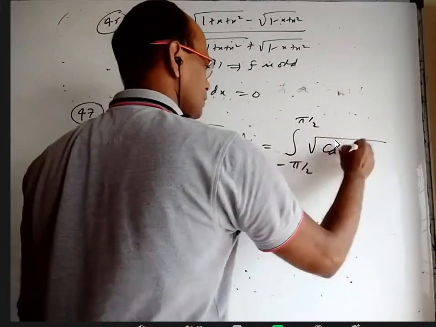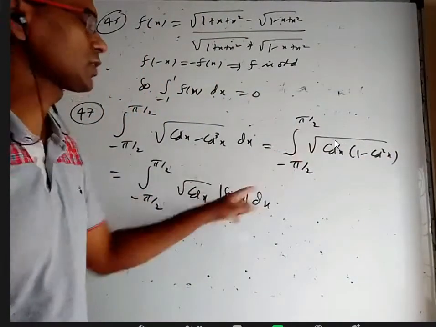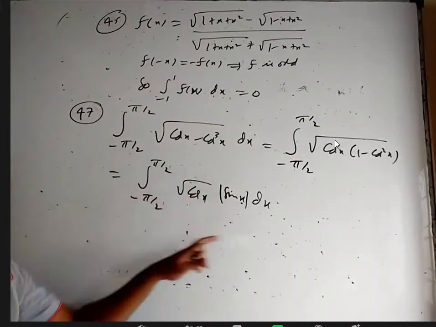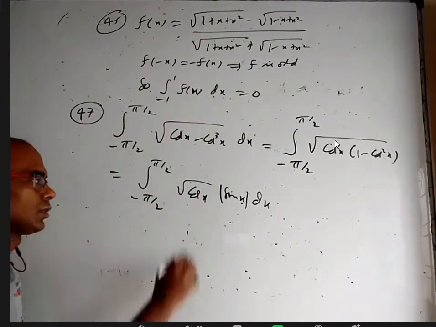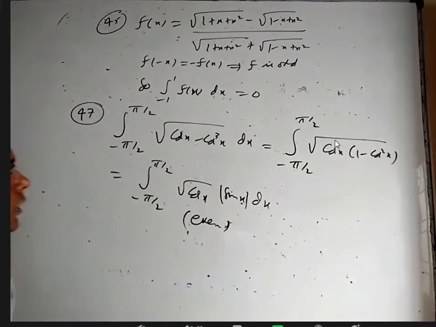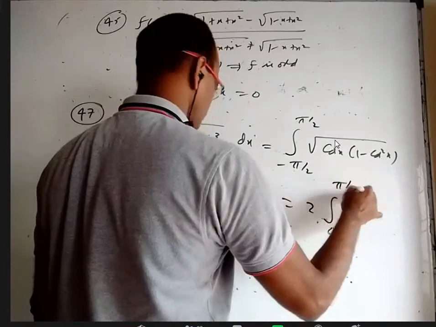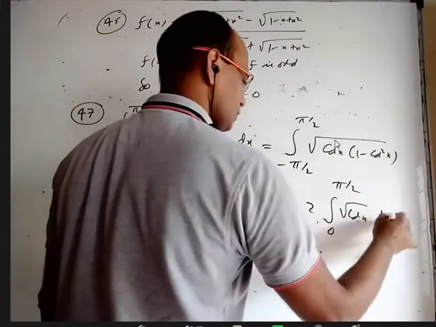cos x common, 1 minus cos square x. But 1 minus cos square x is sin square x, and root of sin square x is mod sin x. And it is even, because it is an even function, especially because of the mod. You have to not write 0, rather you should write 2 times 0 to pi by 2, root cos x mod sin x.